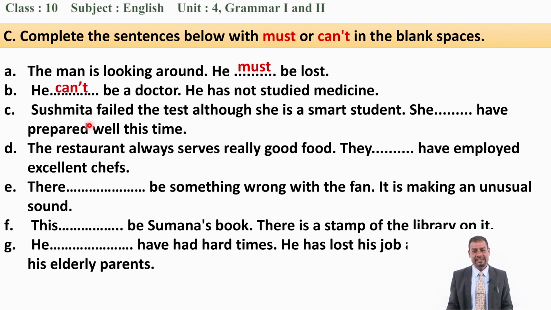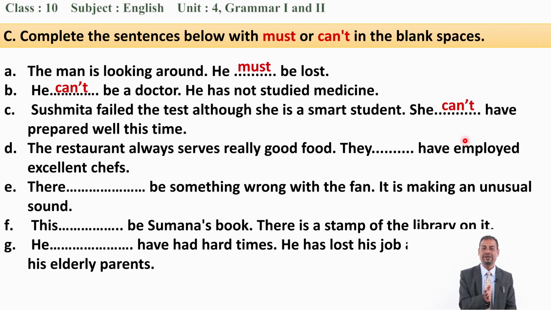Next, Susmita failed the test although she is a smart student. Now what is the correct word? She can't have prepared well this time, or she must have prepared well this time. She failed although she is a smart student, means she can't have prepared well this time. If she must have prepared well this time, then she would not have failed.